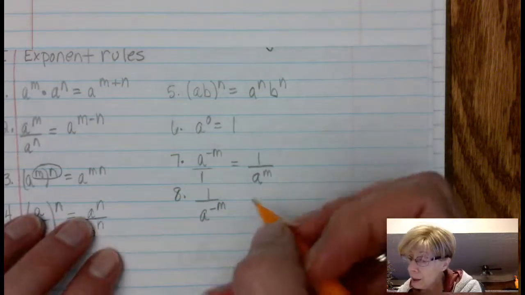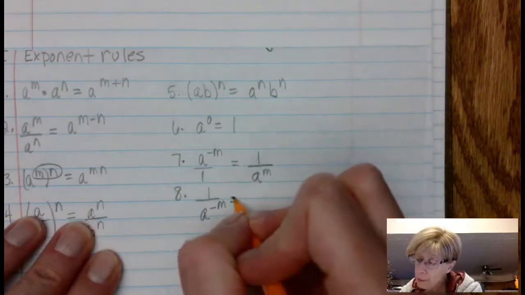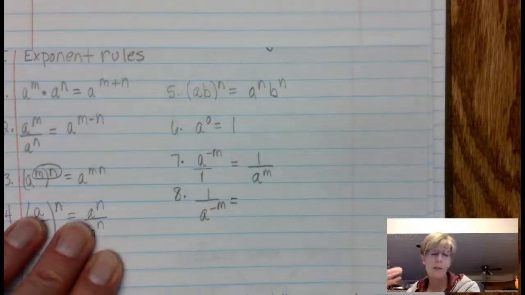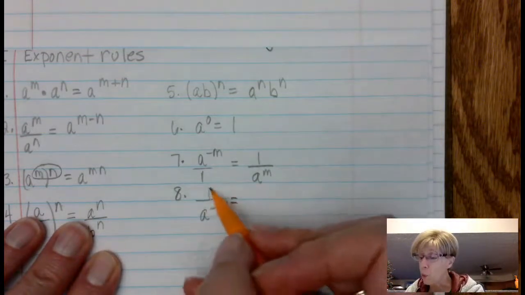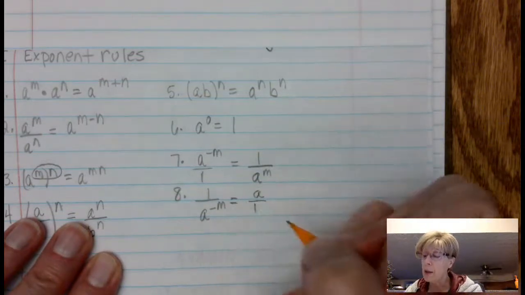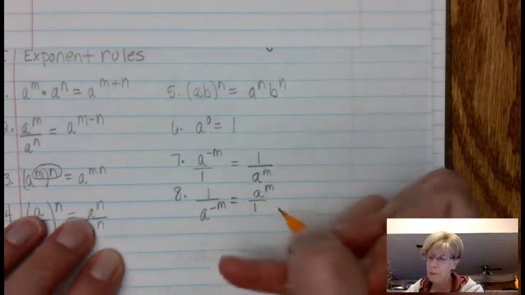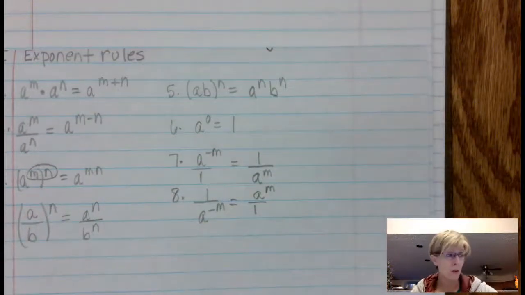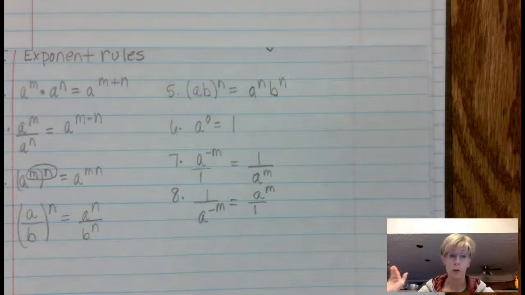And then down here on number 8, it's the same thing. We're going to flip it. 1 over a is going to become a over 1, and then we change the sign on the exponent. My little rhyme is that if you cross the line, you change the sign. Goofy, but it works for some people.